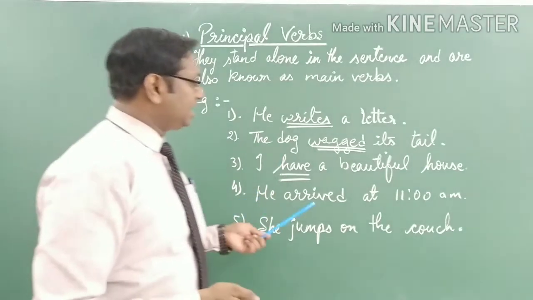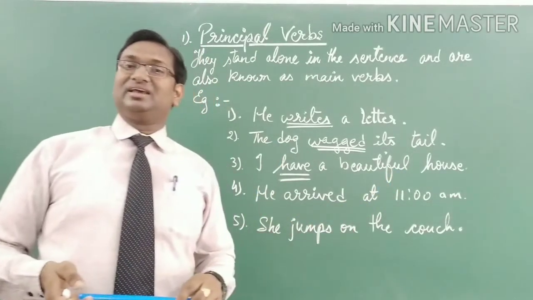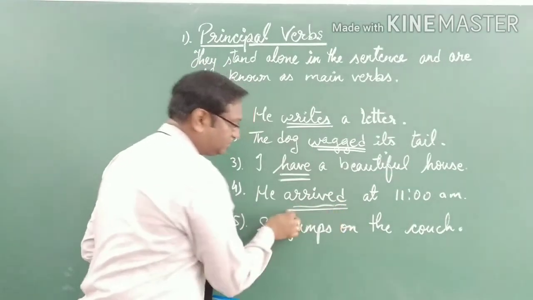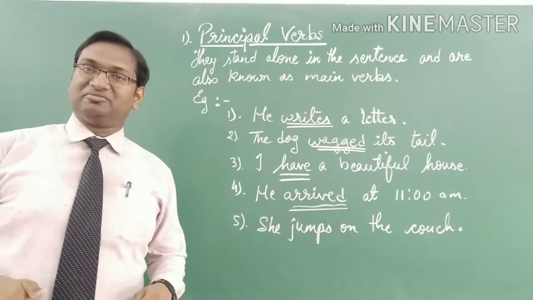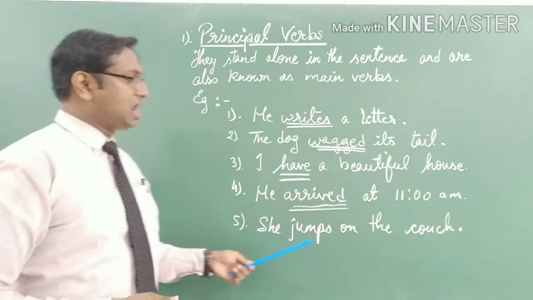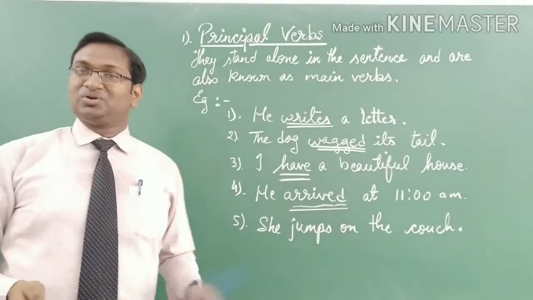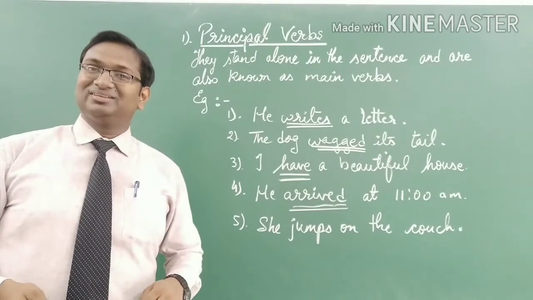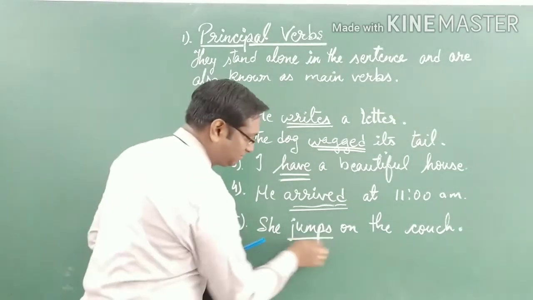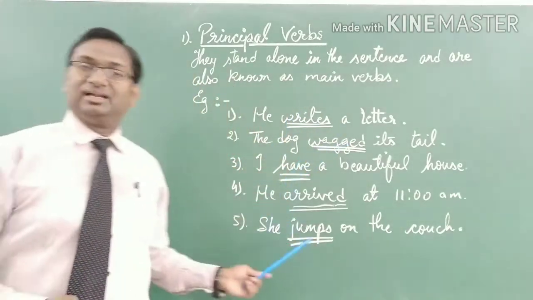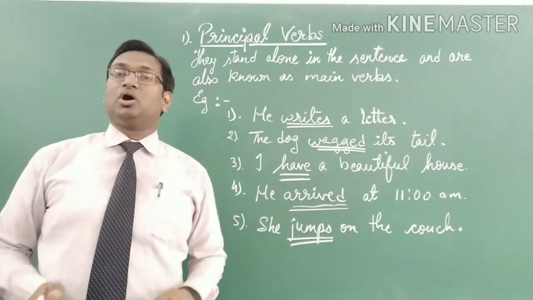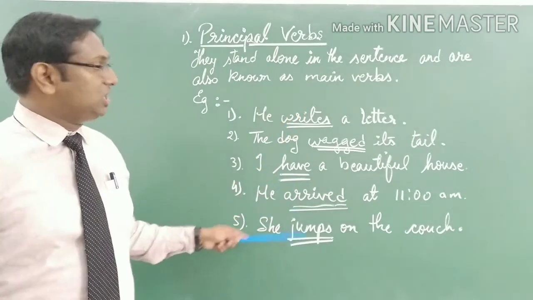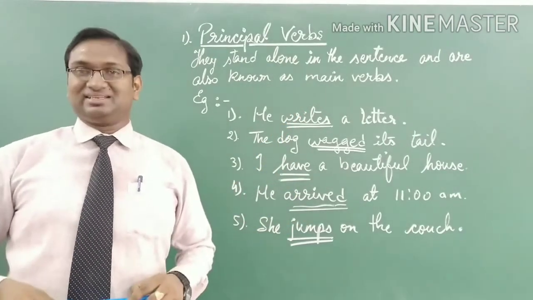Next, he arrived at 11 a.m. Over here, arrived is your main verb. And last, she jumps on the couch. Over here, which word is your main verb? Correct. Jumps. So all the underlined words are your principal verbs which stand alone in the sentence.